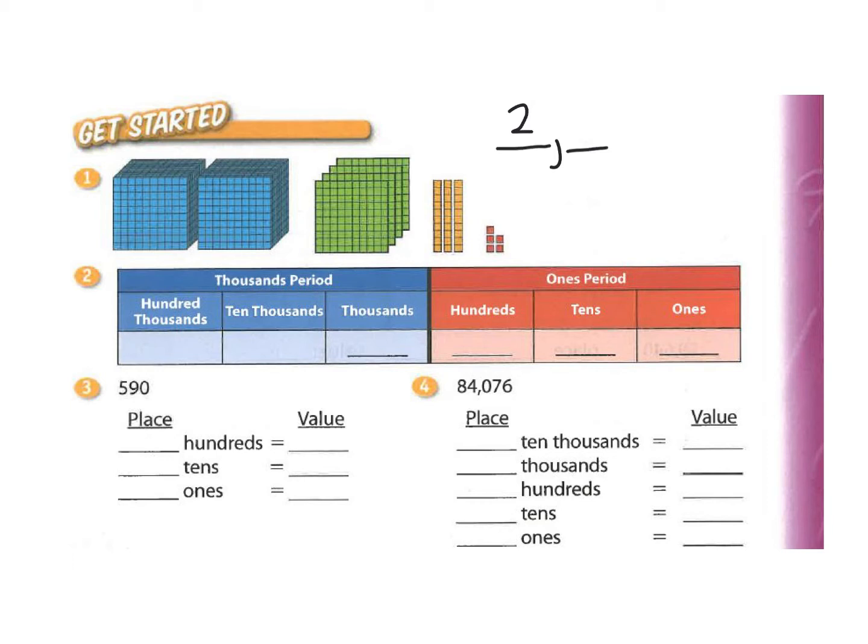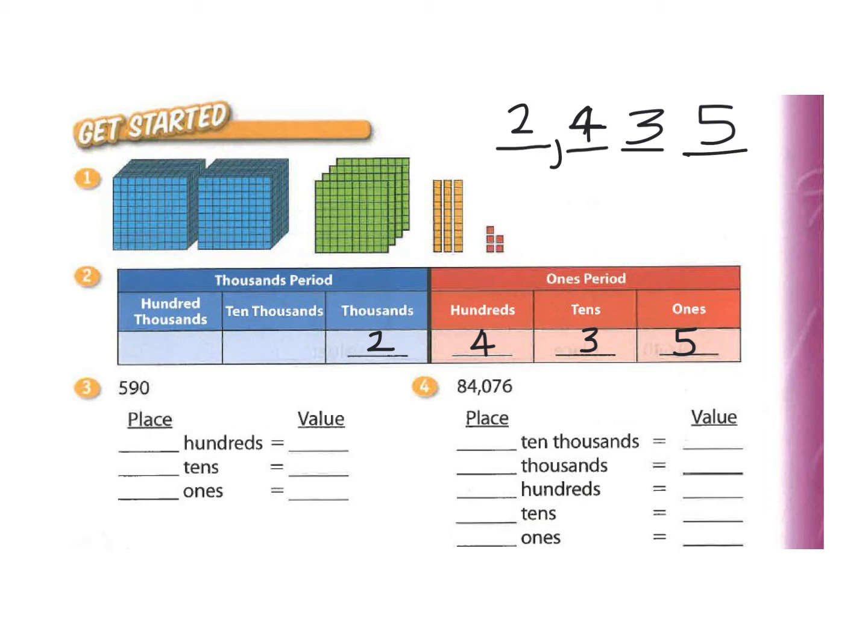Then in the hundreds place, we can see we have 1, 2, 3, 4 of those hundreds flats. So that means that there's a 4 in the hundreds place. In the tens place, there are 1, 2, 3 tens rods, so that would be a 3. And then in the ones place, we can see 1, 2, 3, 4, 5 ones. So then we would write a 5 in the ones place. So our number is 2,435. If we put that in this chart, we have 2,000, 400, 3 tens, and 5 ones.